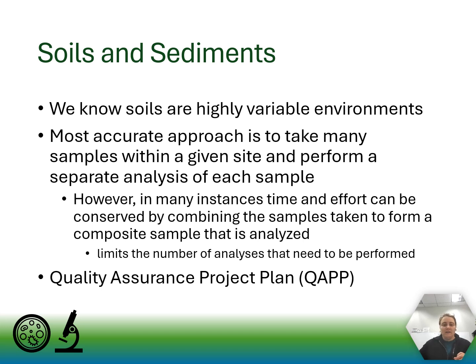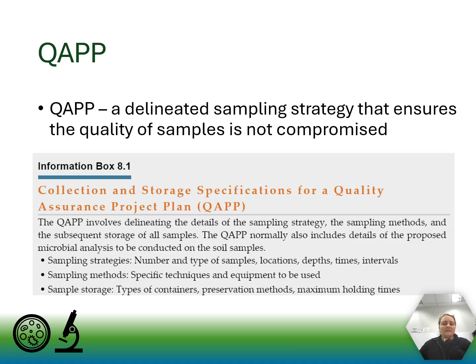So one way to do that is to come up with what's called a quality assurance project plan, or a QAP. This is something that you may see if you become somebody who does a lot of sampling in the field, but it is just a delineated sampling strategy that ensures the quality of the samples is not compromised. So basically, a QAP from your book is just a way of making sure that we have a rigorously documented sampling strategy, not only from the method standpoint, but from the storage standpoint and how we're going to collect it, so that we have that kind of plan for how we're going to do it.